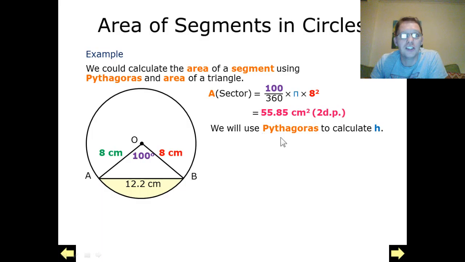But now we are going to use Pythagoras, so I'm going to calculate our height. So if I put in a vertical line going straight down from the center of the circle, perpendicular to our line length before, which was 12.2 centimeters, the midpoint of that is going to create 6.1 centimeters, which is going to be our length from M, our midpoint, to B. But because our line is a perpendicular line, so it's cut this triangle in half, our angle here now is 50 degrees.